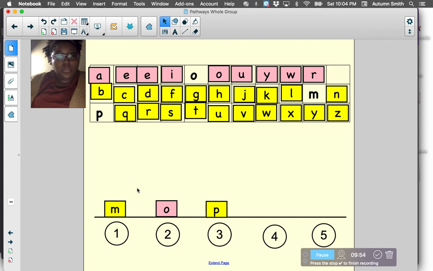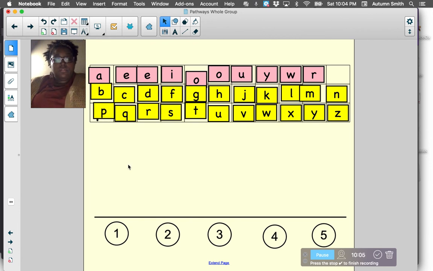Let's do 2 more. Let's just put all these letters back. The new word is sock. Say the word sock. Let's count the sounds in the word sock. S, ah, k. There are 3 sounds.